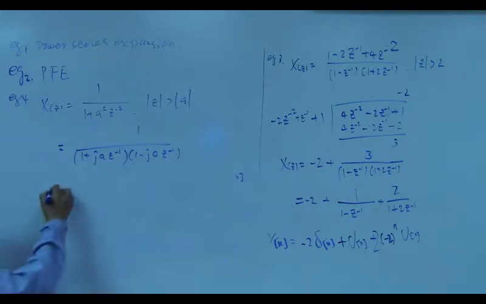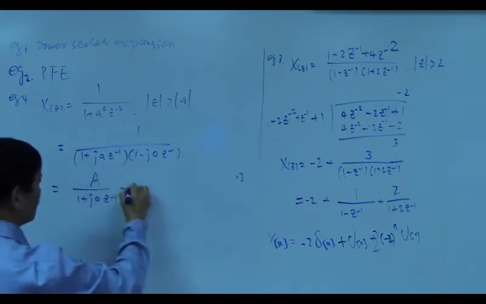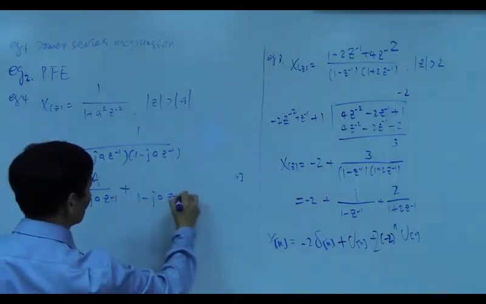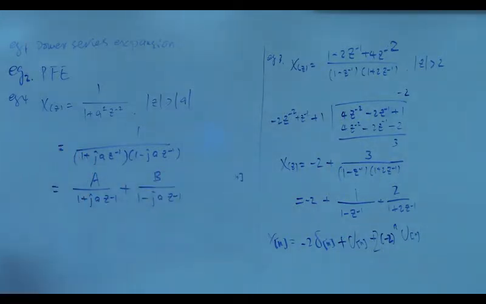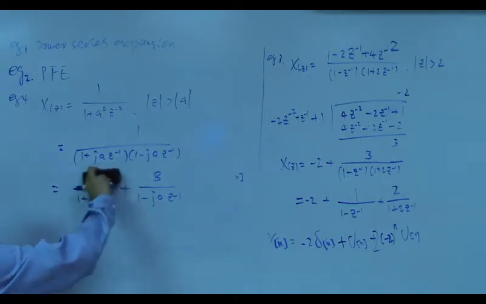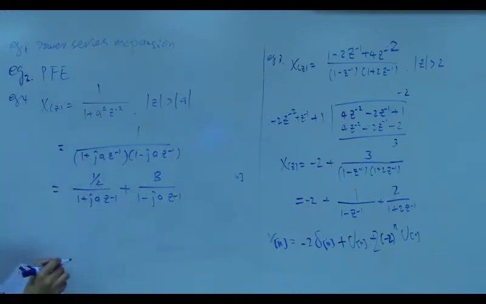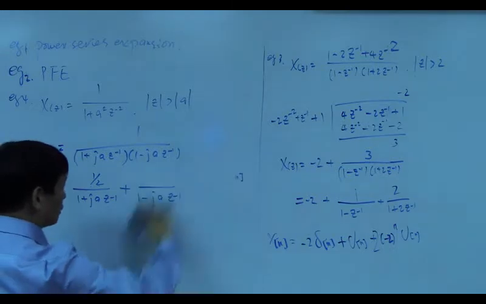Right? So this one will be equal to A over 1 plus j a z to the negative 1, plus B over 1 minus j a z to the negative 1, on the top. We use the same method to determine A and B. And the result will be A equals half, and B equals half too.